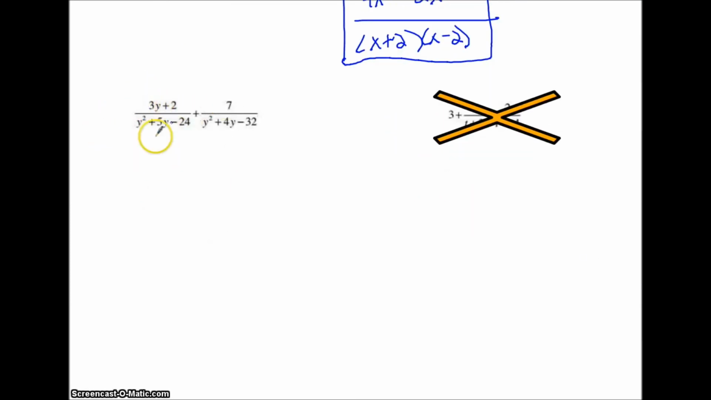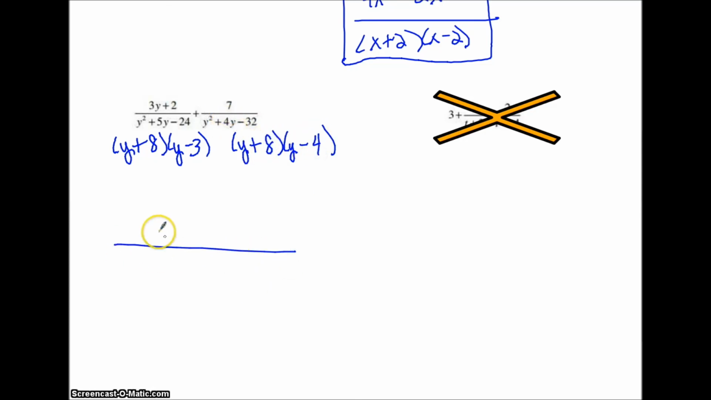Last one, 3y plus 2 is good. Bottom of this becomes y plus and y minus. Factors of 24 that when you subtract give you 5. It's going to be 8 and 3. Bottom of the second one is going to be y plus and y minus. Factors of 32 that when you subtract give you 4 are going to be 8 and 4.